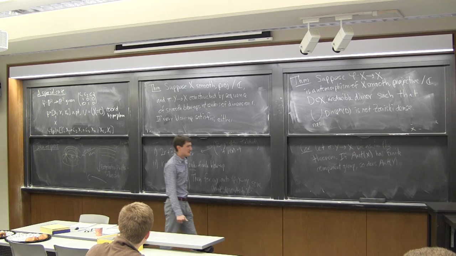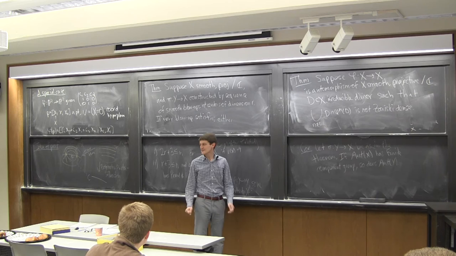But that's what we'd really like to understand: how does the automorphism group change under various birational models? And we don't really know. Okay, so I'll stop there. Thanks a lot.